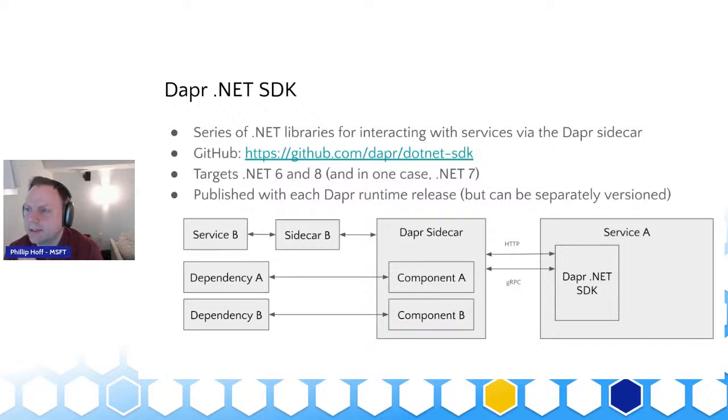Again, we publish the Dapr.NET SDK with each Dapr runtime release, so 1.11, 1.12, 1.13 as they come out. But there's no specific tie to the Dapr runtime. We can publish releases whenever we really need to or want to, so we can publish fixes and so on independently. So don't let the release schedule stop you from wanting to add new features or things like that.